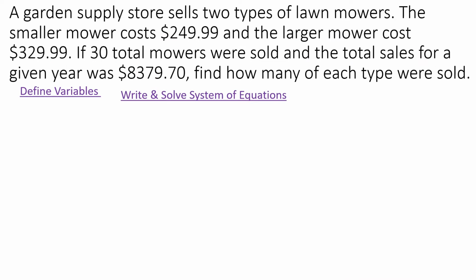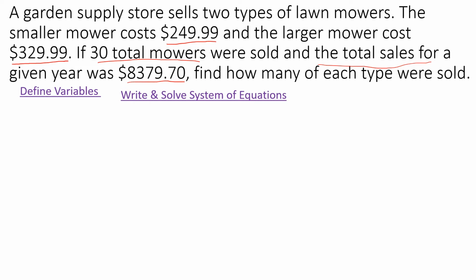Alright, so let's take a look at this example here. It says a garden supply store sells two types of lawnmowers. The smaller mower costs $249.99 and the larger mower costs $329.99. If 30 total mowers were sold and the total sales for the year was $8,379.70, how many of each type were sold?